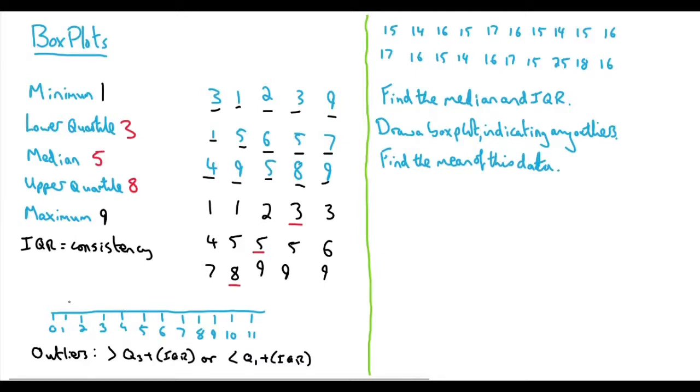So our minimum is that 1, and the lower quartile is the 3, median the 5, upper quartile is the 8, and the maximum is the 9. So we then draw up the lines on top of the bottom of the middle 3 to make the box, and then draw the whiskers here.